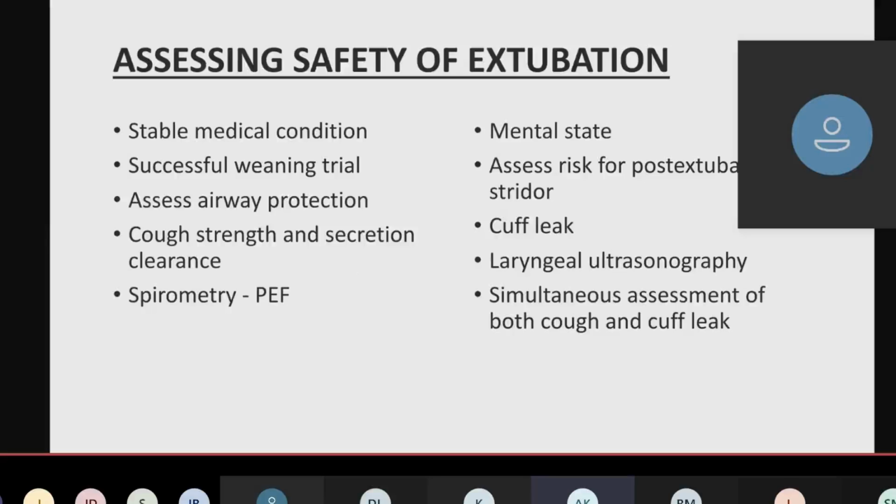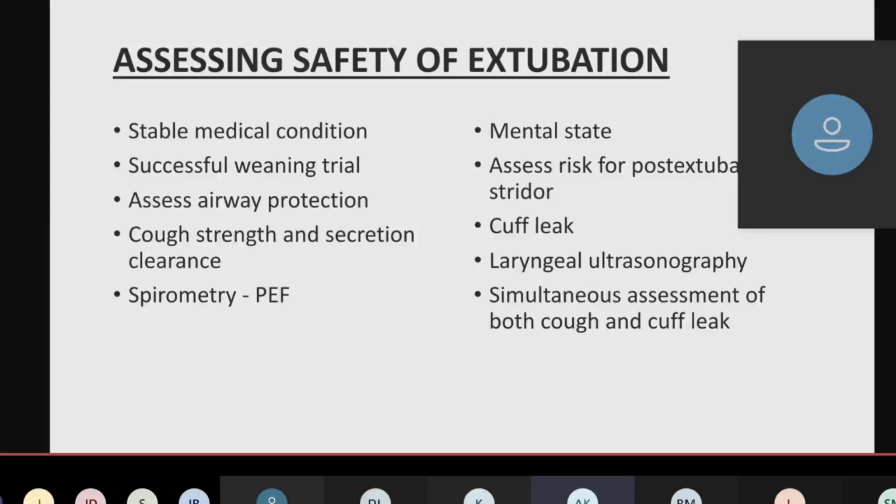You have to assess for post extubation stridor. You should have a good cuff leak. This cuff leak is not a mandatory test, but of course you should know whether a patient will have difficulty post extubation. At least you should know whether the patient has a cuff leak or not, because when the patient doesn't pass a cuff leak, the chances of post extubation stridor are very high.